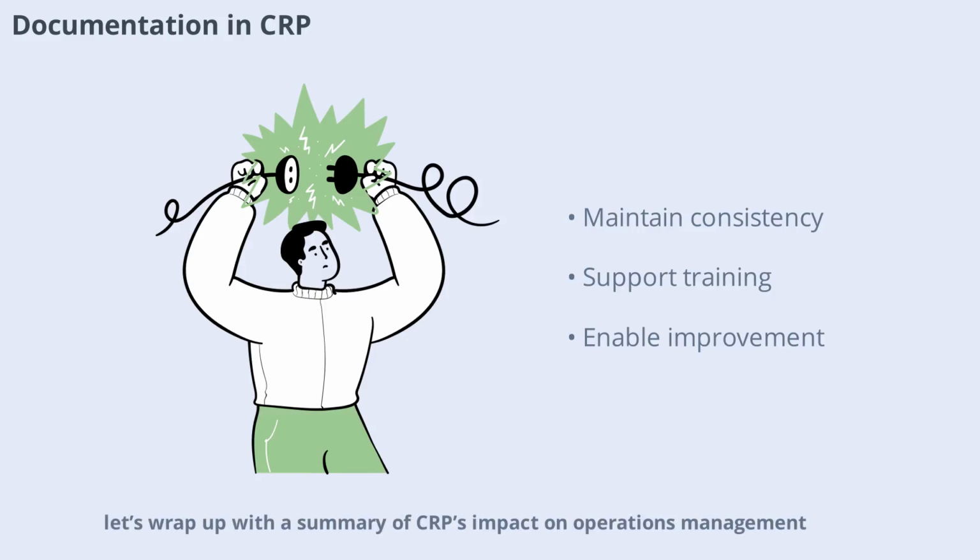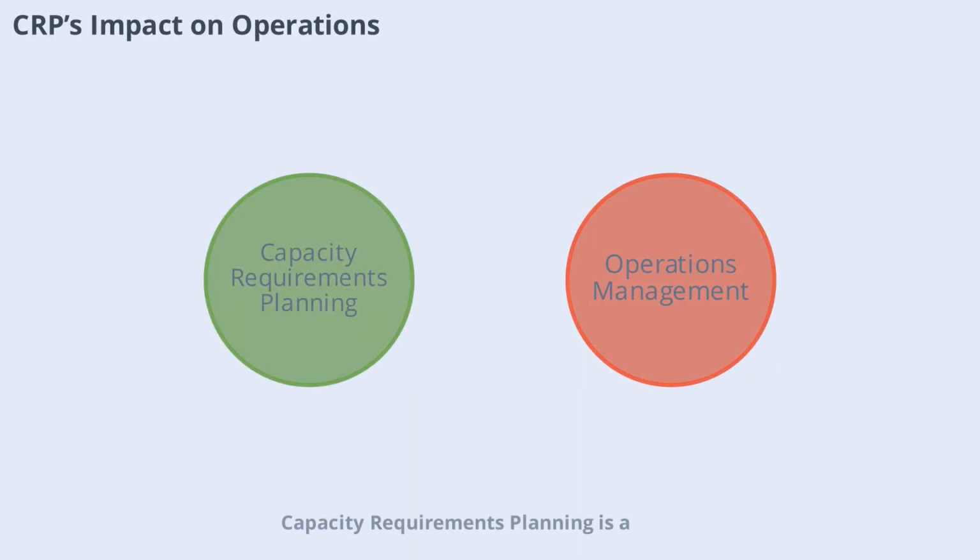Finally, let's wrap up with a summary of CRP's impact on operations management. Capacity requirements planning is a cornerstone of effective operations management. By aligning resources with demand, CRP helps companies deliver on their promises, control costs, and stay competitive. Its structured approach supports both day-to-day operations and long-term strategic goals. As technology evolves, CRP will continue to play a vital role in helping organizations adapt and thrive in a dynamic business environment.